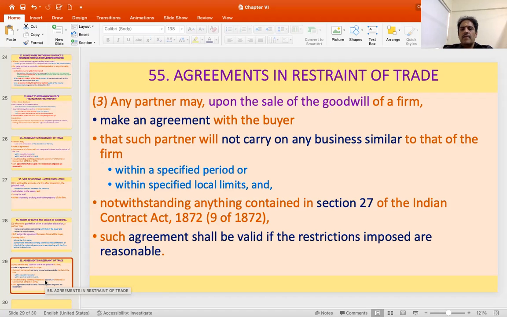restrictions imposed are reasonable. So any partner may, upon the sale of goodwill of the firm, make an agreement with the buyer that such partner will not carry on any business similar to that of the firm within a specified period. So while he is selling, the partner can make an agreement saying that he is not going to be competing there within a specified period or within specified local limits. The agreement will be deemed to be valid if the restrictions imposed are reasonable.